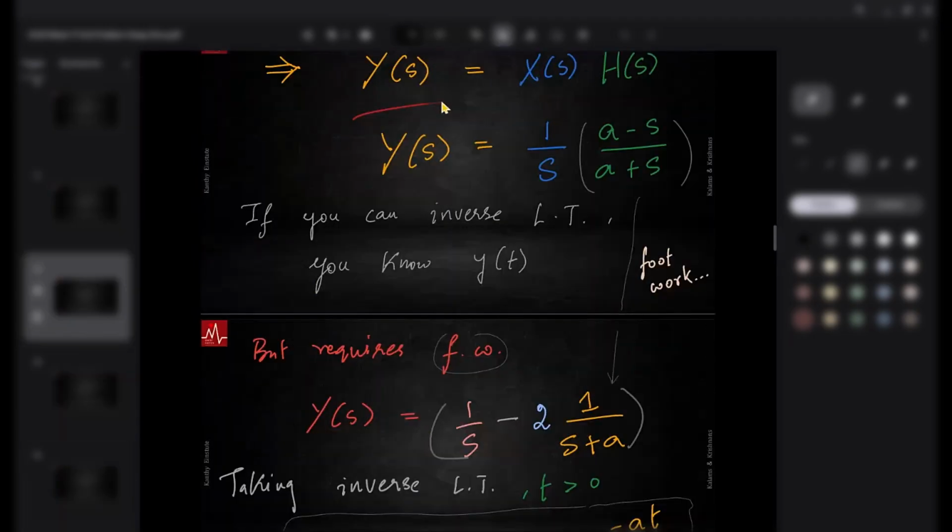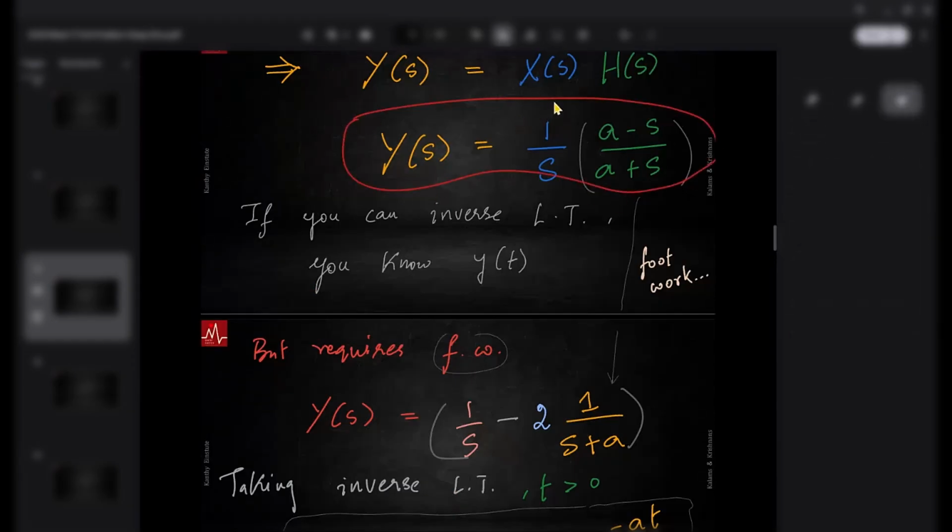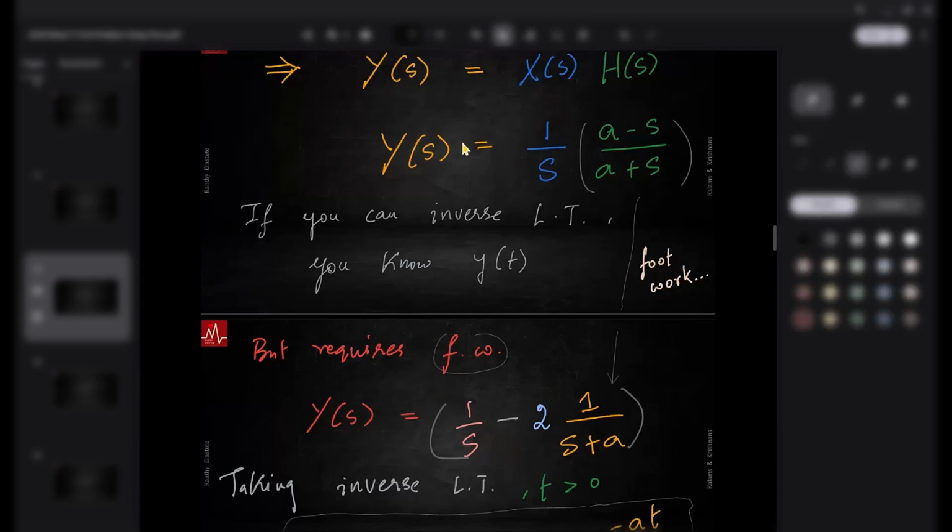But hey, how do we take the inverse Laplace transform of this? It is 1 by s, a minus s by a plus s. It's not a simple thing. Taking this inverse is a very important step that often gets in the way. Notice I did it like this. With some footwork, there will be 1 by s minus 2 into 1 by s plus a. You can verify that if you add these two things, you will get this. You can do that verification.